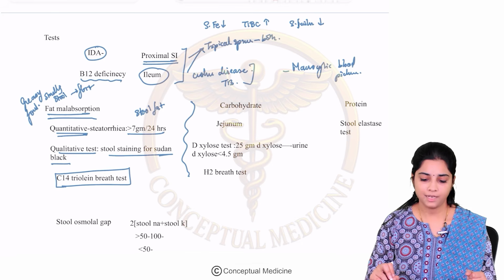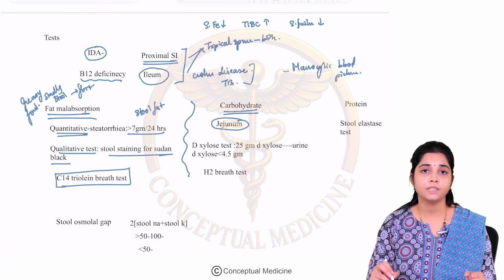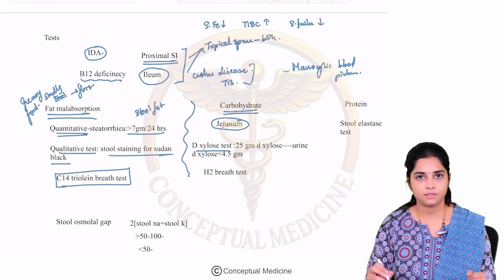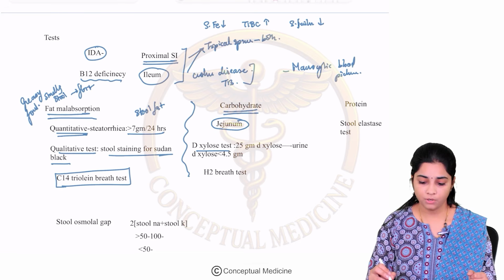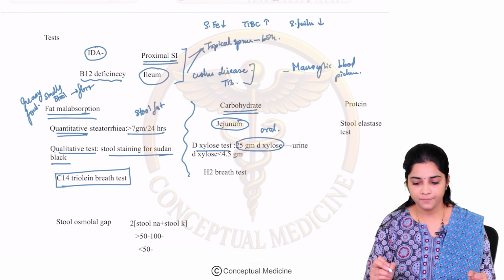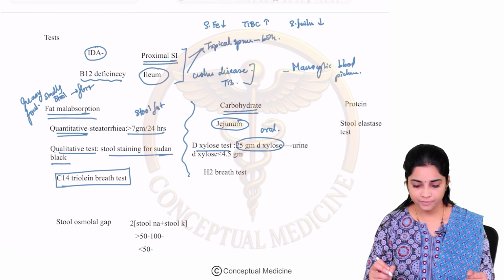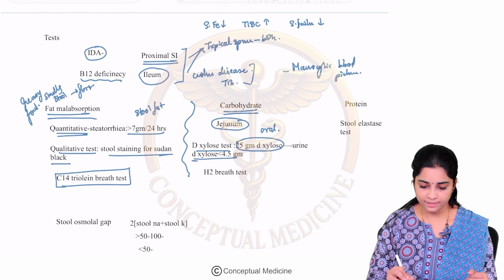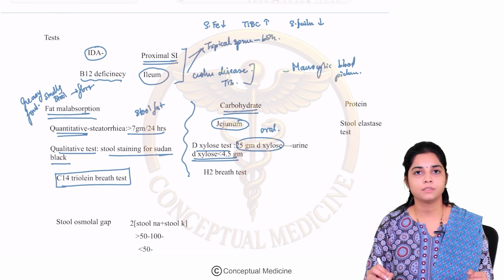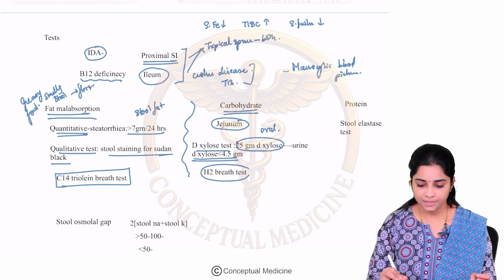Then carbohydrate malabsorption. For carbohydrate malabsorption, we predominantly look at the integrity of the jejunum. The most important test used here is your D-xylose test. In this test, 25 grams of oral D-xylose is given, and you check for the urinary excretion of D-xylose. If the urinary excretion of D-xylose is less than 4.5 grams, that means there is a problem with carbohydrate absorption.